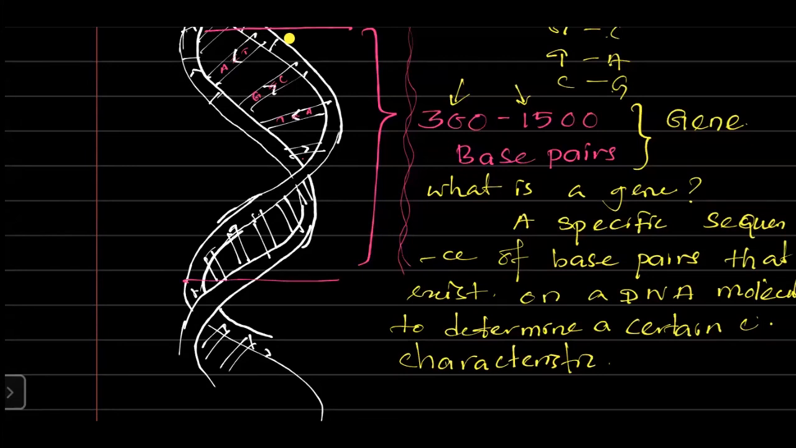A specific sequence of base pairs that exist on DNA molecule to determine a certain characteristic. Good.